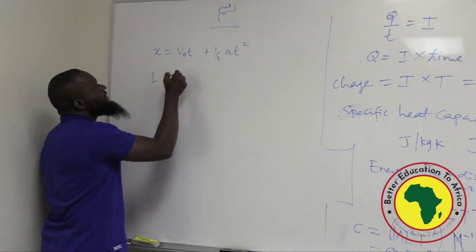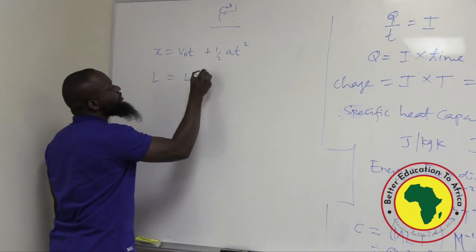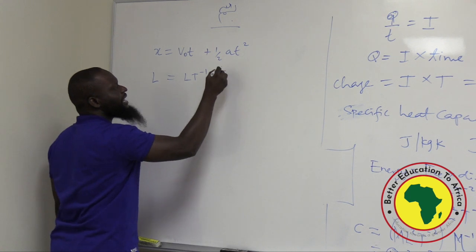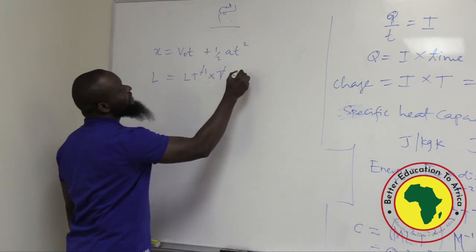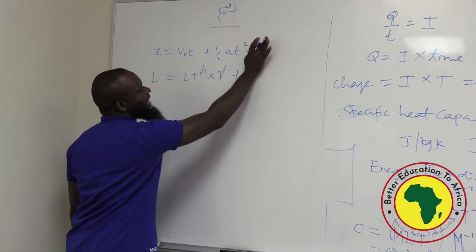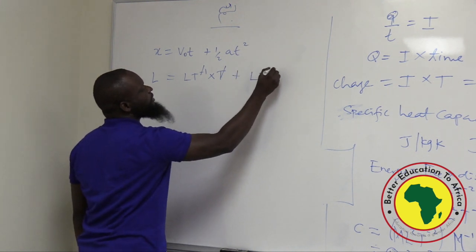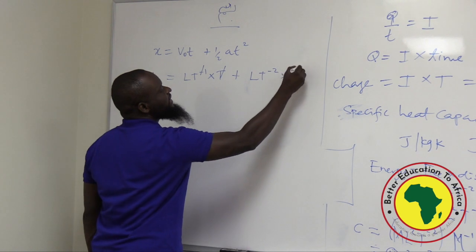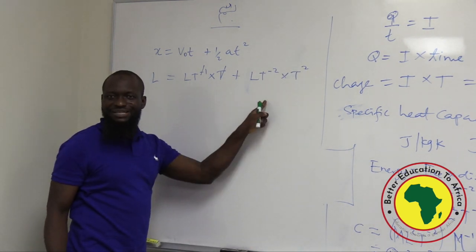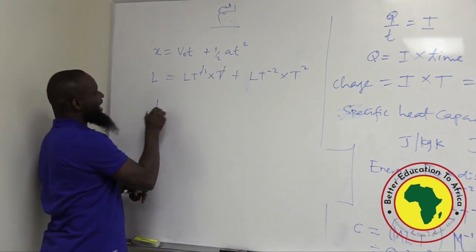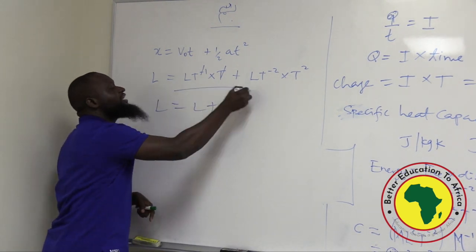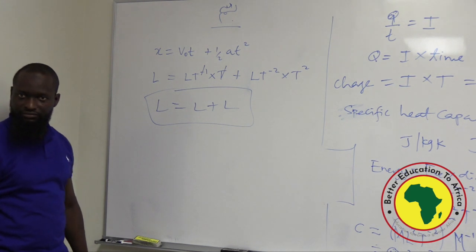So let's prove that. v naught is L t to the minus 1, times time t. That cancels the minus 1. I have L here. Plus, half is just a number, I can ignore. Acceleration is L t to the minus 2 times t squared, t to the 2. t squared and t to the minus 2 will cancel again, okay? Minus 2 plus 2, 0. So it becomes L equals L plus L. So the equation is dimensionally consistent.